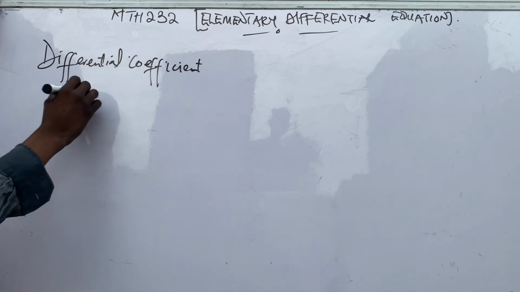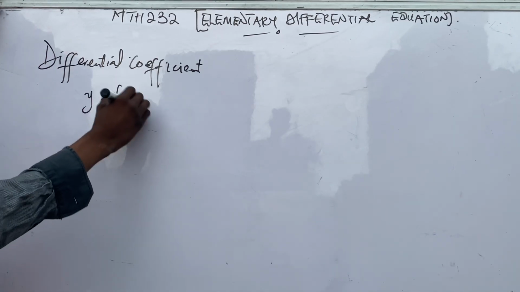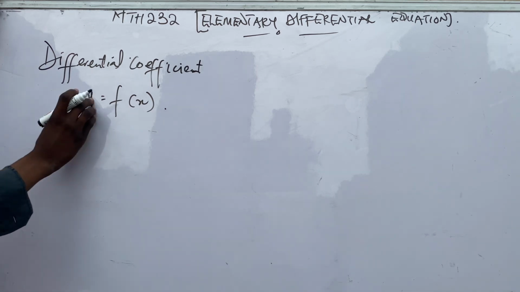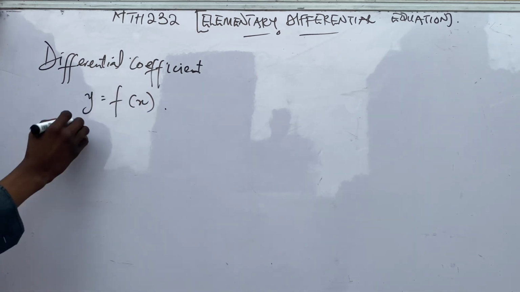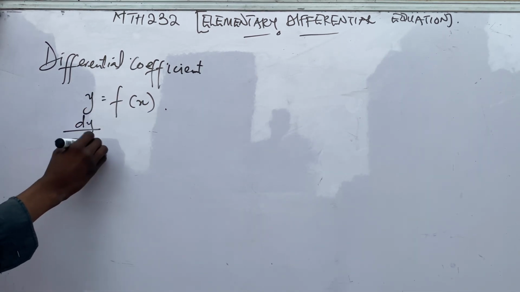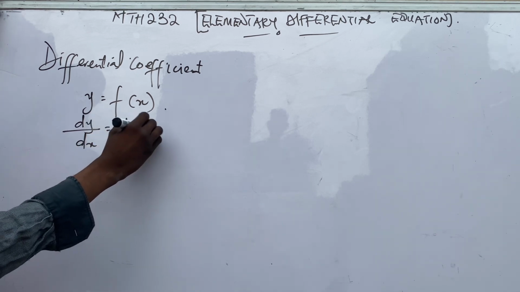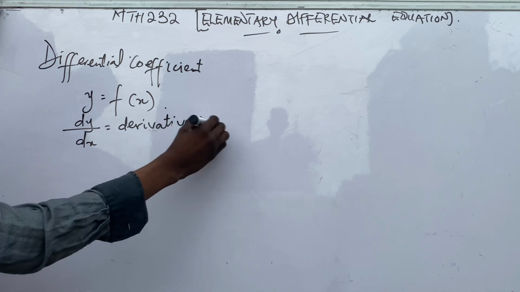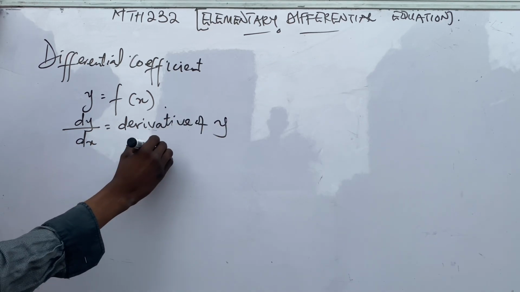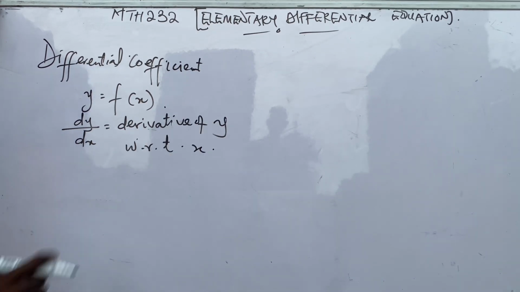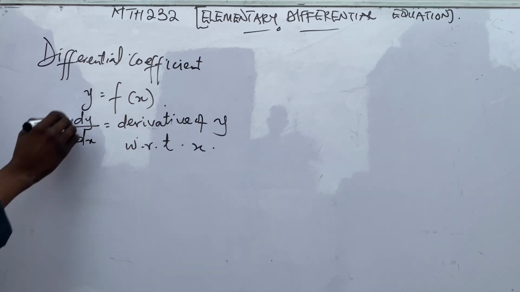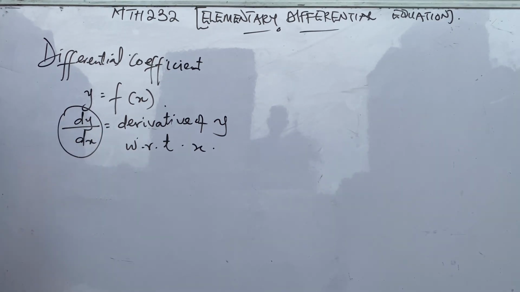If y is equal to f of x, that means y is a function of x. Then dy/dx is going to be the derivative of y with respect to x. What does that mean? That means we are differentiating y. That means it is the differential coefficient of y.